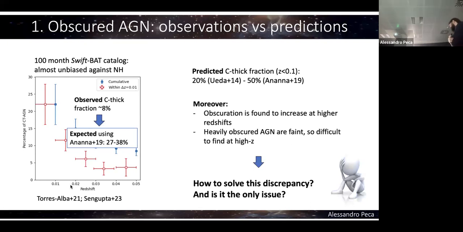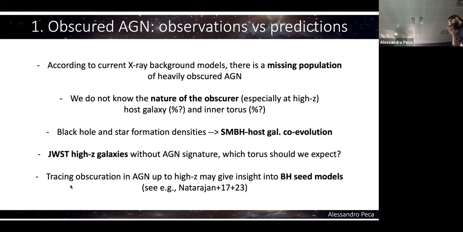Moreover, we know from several studies that obscuration increases with redshift, and also that heavily obscured AGN like Compton-thick AGN are extremely faint in the local universe, so they are probably even fainter in the high-redshift universe. This is to say that we know there is a discrepancy locally, so we expect that this discrepancy is higher at high redshift. So the question is, how can we solve it? And is this the only question that we have about obscuration? This is not the only question, because studying obscured AGN is important for many, many reasons.